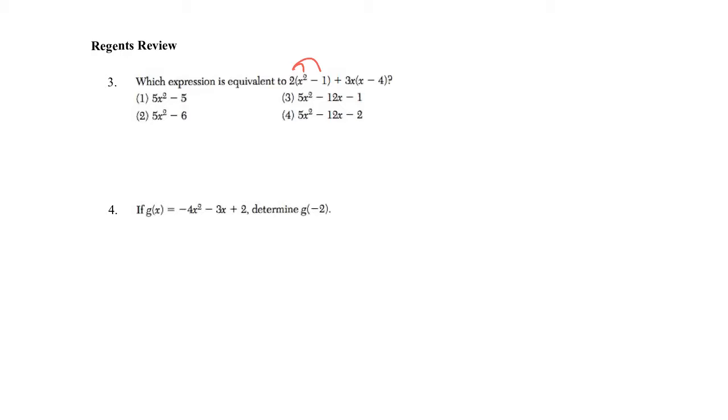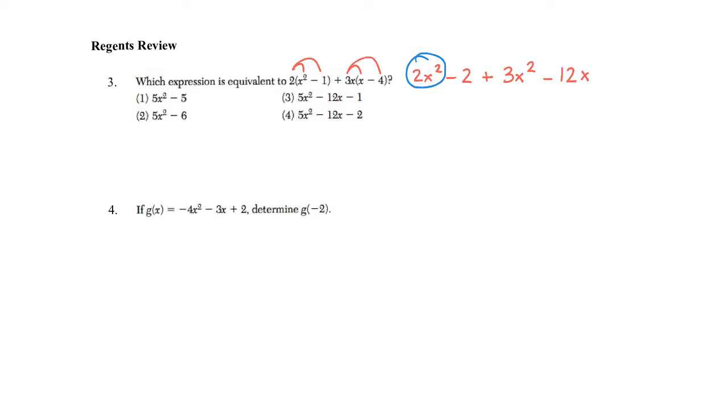So I'm going to distribute. 2 times x squared gives me 2x squared. 2 times negative 1 gives me negative 2. Plus 3x times x gives me 3x squared. 3x times negative 4 gives me negative 12x. Now I'm done distributing. Now it's time to combine like terms.